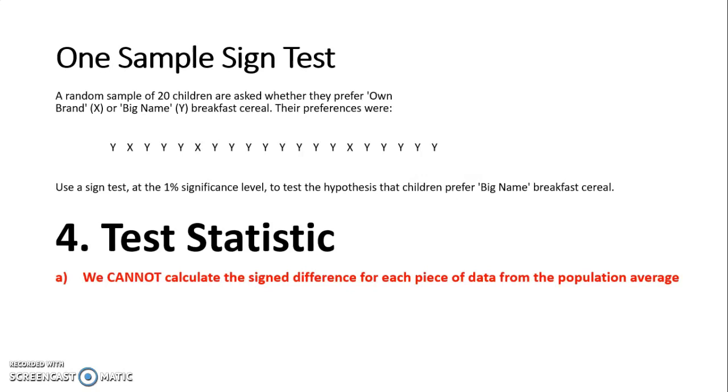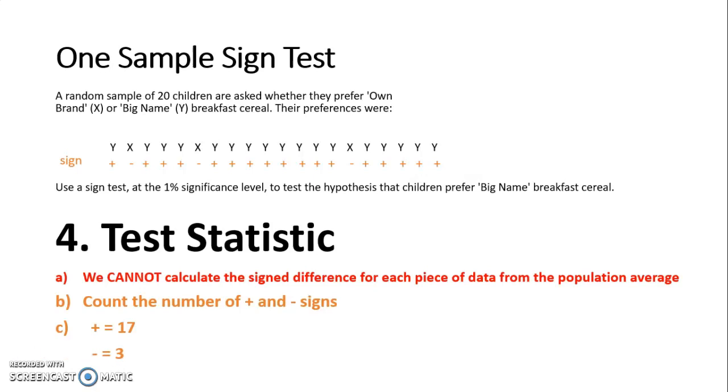So success would be that a child does prefer big name, and just reading the question again, big name is denoted as Y. So for every child that has said they prefer breakfast cereal Y, the big name, I'm giving them a plus. And for those children that have said they prefer the own brand, I'm giving them a minus, and I put those on the screen. So now I can count those pluses and minuses, and I can see that I've got 17 children that preferred Y, the big name, and 3 that preferred X, the own brand.